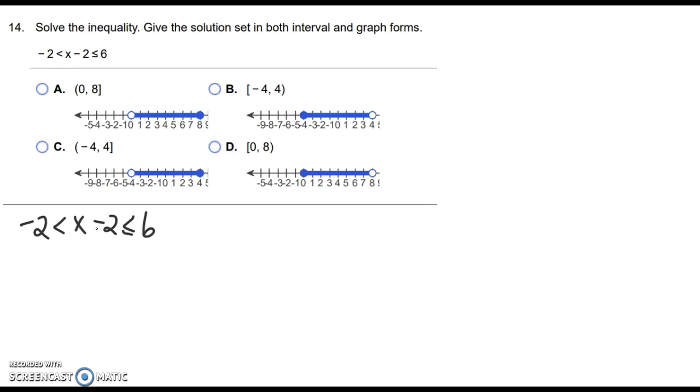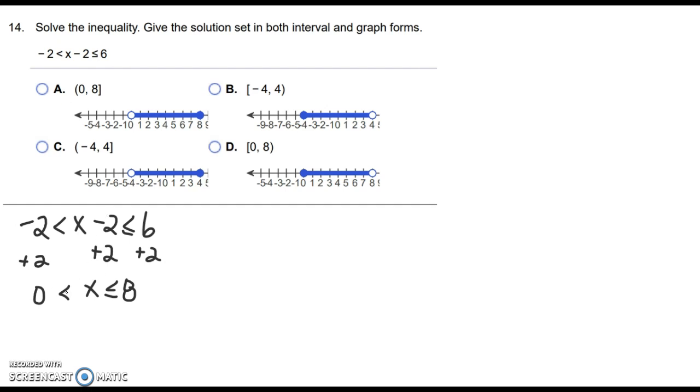We talked about in class that you solve from the middle, so in order to solve for x, we would be adding 2. So we're going to add 2 to the right and add 2 to the left. That gives us 0 is less than x, less than or equal to 8. The symbols don't change directions unless you divide or multiply by a negative. So our interval is between 0 and 8.